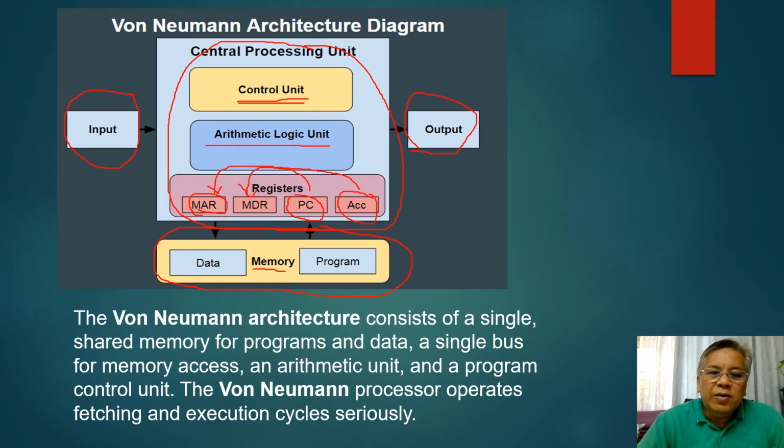And then through your MAR and MDR, this data or programs can now be transmitted towards your memory. Example of which is your random access memory or your read-only memories. Okay, we know that data coming from your MDR will be stored into your memory under your data. If it is a program or instruction, then it will be stored into your program.